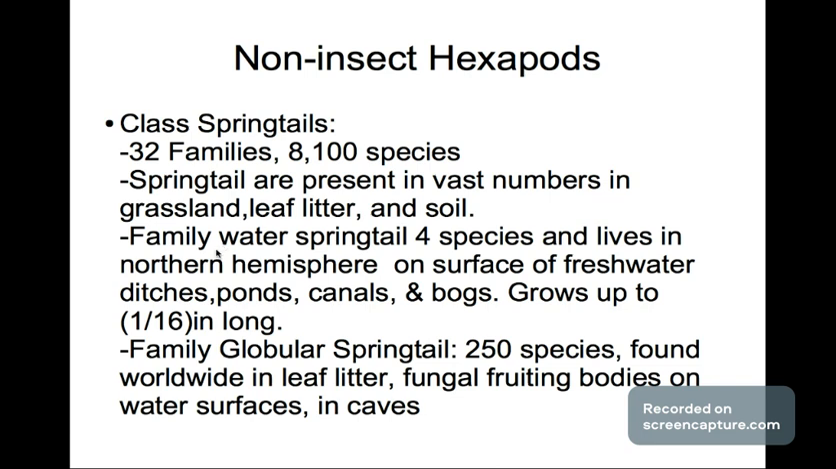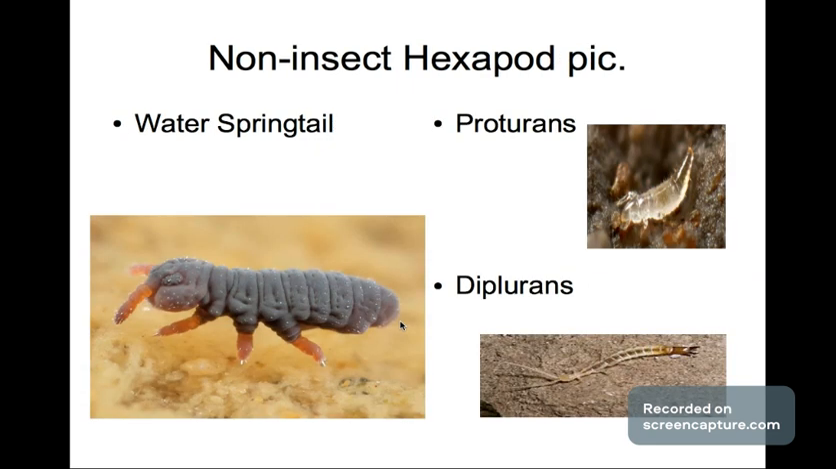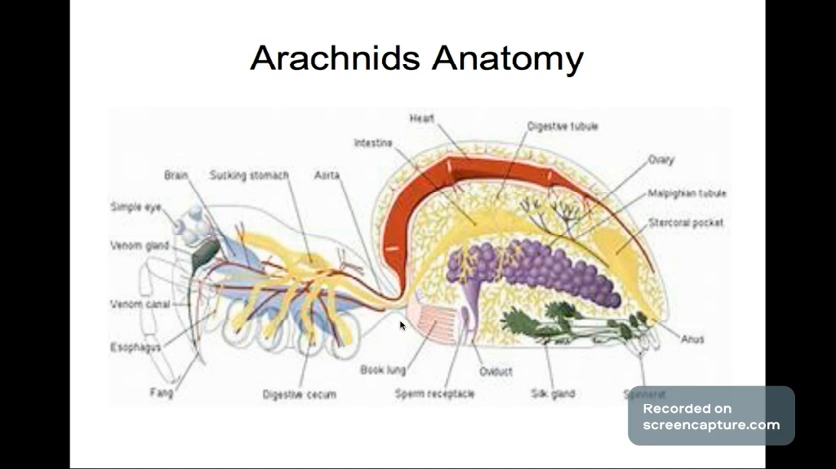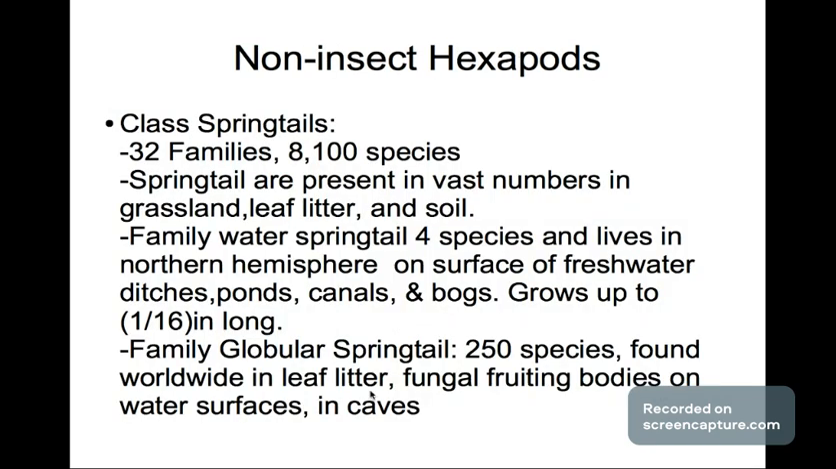The family of water springtails has 4 species and lives in the northern hemisphere on the surface of freshwater ditches and ponds and canals, and it goes up to 1/16 of an inch long. All right, folks. And another family is the family of springtails, which has 250 species. It is found worldwide in leaf litters, fungal fruiting bodies, on water surfaces and caves.